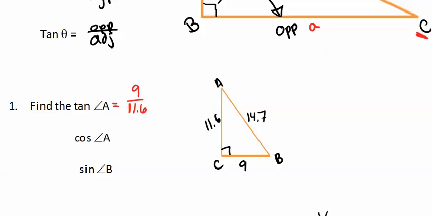Now cosine of angle A. Again, we're looking from angle A, and cosine is adjacent over hypotenuse. So the adjacent would be 11.6. Your hypotenuse would be 14.7. So cosine of angle A would be 11.6 over 14.7.